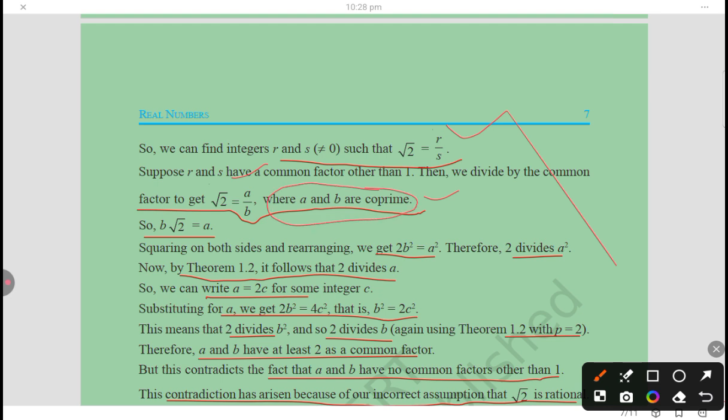By simplifying this, root 2 equal to a by b, cross multiply. You will get b root 2 equal to a. Squaring both sides and rearranging, you will get 2b square equal to a square. Therefore 2 divides a square. By theorem 1.2, it follows that 2 also divides a. So you can write a equal to 2c.